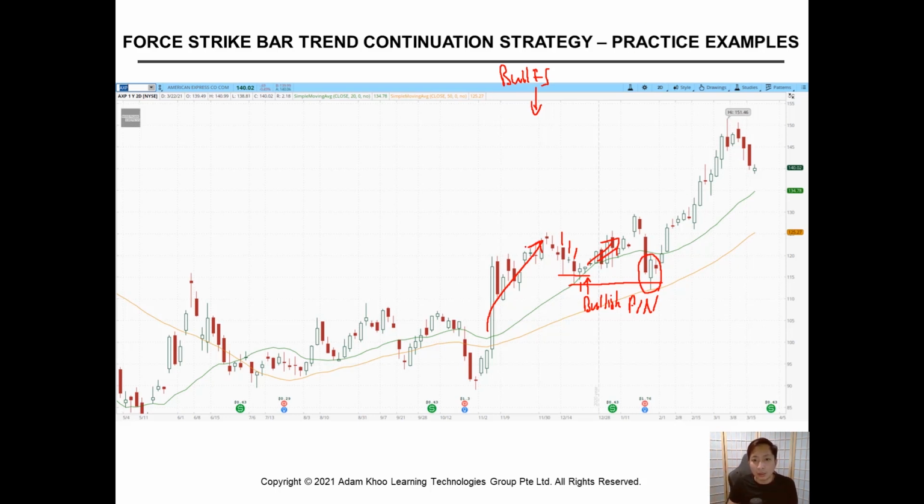So this was a valid bullish FS in an uptrend retracement testing the 20 SMA. Again, I want to emphasize that you'll never know whether the price will retrace to the 20 or the 50 SMA until it retraces there. So it doesn't matter. What you do is you watch what happens at the 20 and 50. If there is a bullish FS, you can trade it.